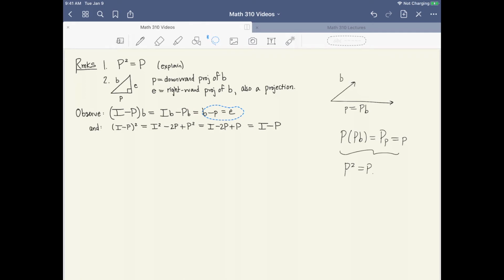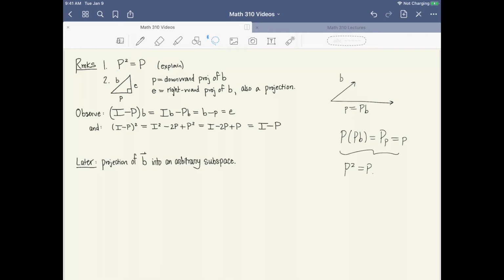And also, I minus P has that same property where if you square it, it works out to be I minus P. So both P and I minus P are projection matrices. And what a projection matrix really is, is a matrix that has this property: if P squared is equal to P, that's the defining property of being a projection matrix.